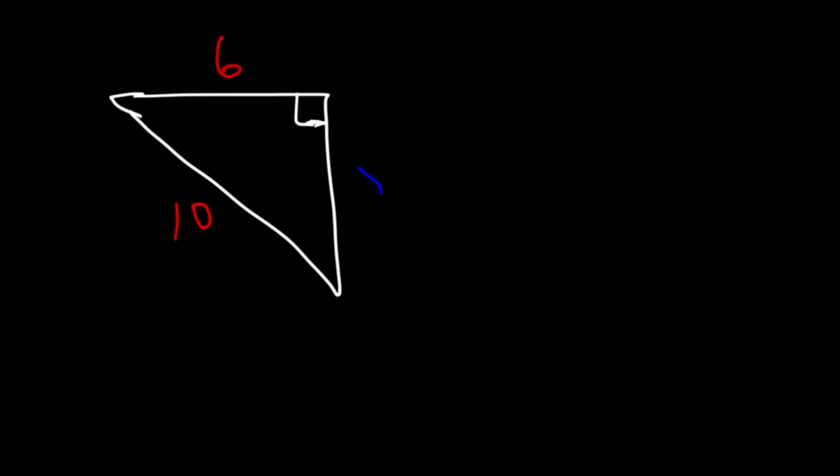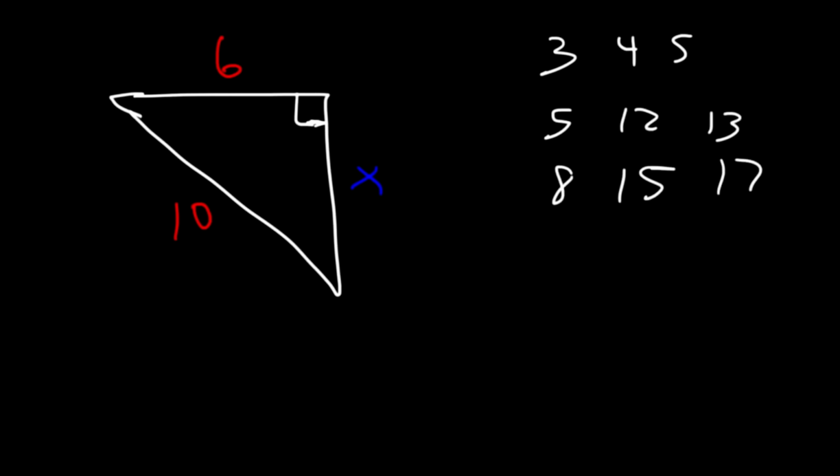Here's another example. So let's say that the hypotenuse is 10 and one of the sides is 6. What is the missing side? Go ahead and pause the video and figure it out. So let's write the special triangles: 3, 4, 5, 5, 12, 13, 8, 15, 17, and so forth.